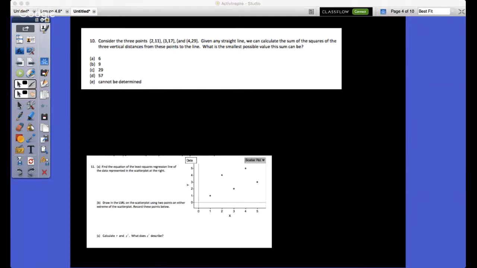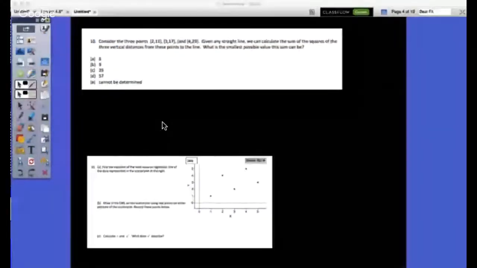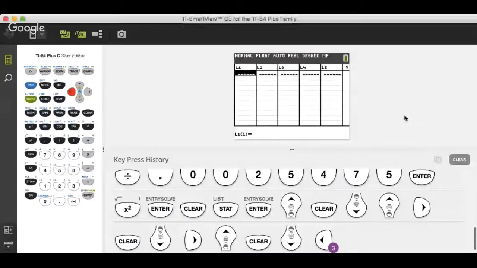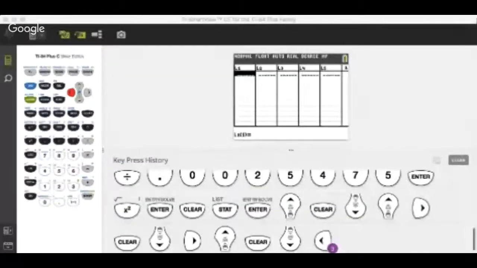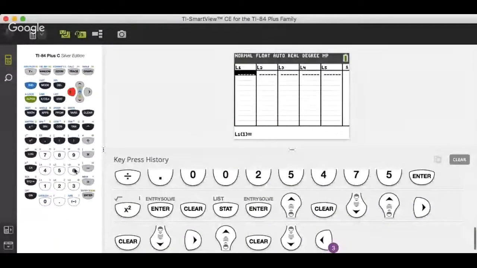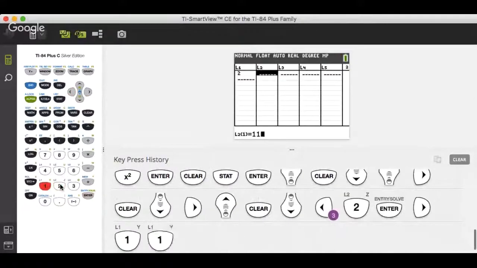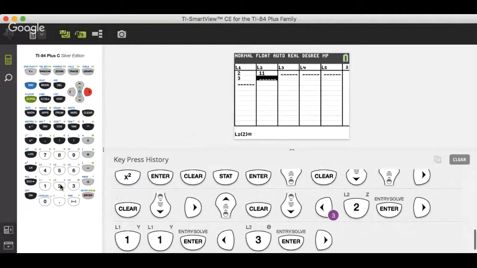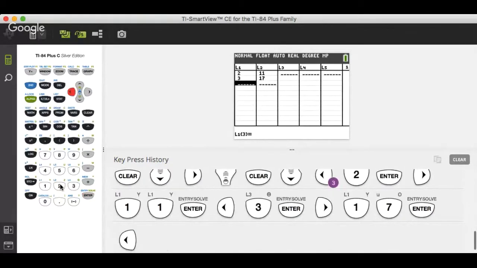So take out your calculator real quick. Go to Stat Edit. You want to delete or clear out all of your lists, and that way you've got it. I don't know if you actually have to do this on the test, but just in case, let's do it. So we have 211, 317. Remember the X goes in the L1, and the Y goes in L2. And 429.